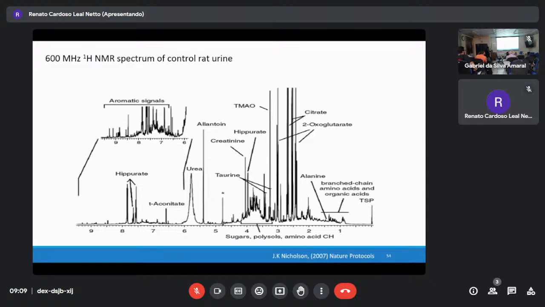Now, compared to plant metabolites, there are only a few metabolites in this kind of sample. Amino acids, sugar, but sugar you should not detect, because then you are diabetic, right? Urine should not have any sugar. If you have sugar, then you are diabetic. Maybe you can use urine NMR to diagnose whether you are diabetic or not.